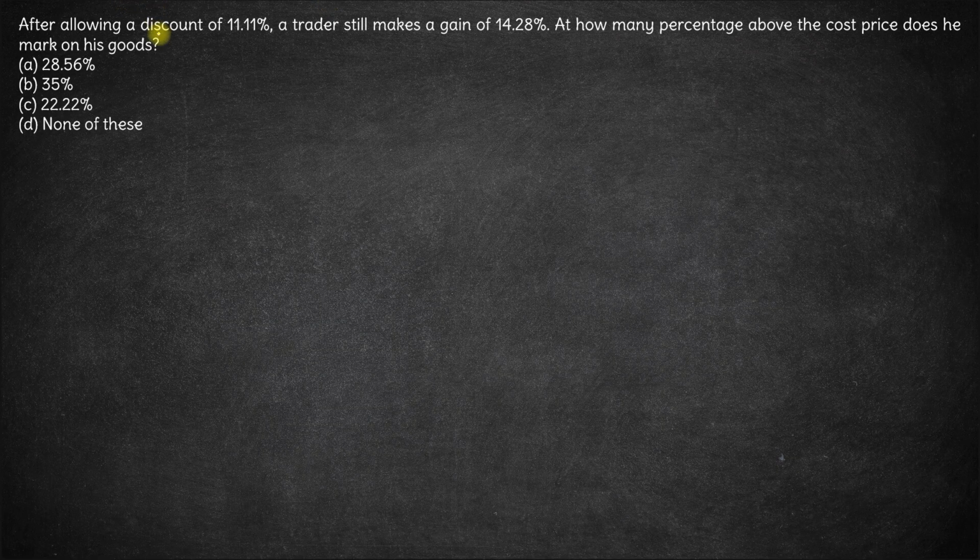Hi, in this question we are given, after allowing a discount of 11.11%, 11.11 we know is 1/9 in terms of fraction, a trader still makes a gain of 14.28%. Now 14.28 is 1/7 in terms of fraction. At how many percent above the cost price does he mark his goods?